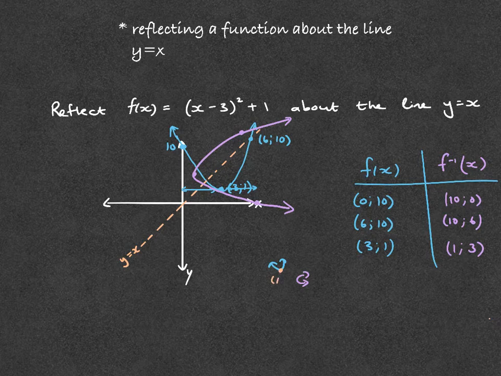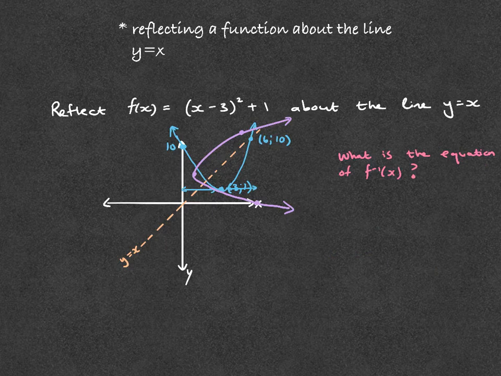So if the turning point was (p, q) of the new parabola, it will be (q, p). Hopefully that makes sense. All right, and if I look at the equation of the inverse function, what would that be? Okay, so let's start with the old equation. f(x) is equal to (x − 3) all squared plus 1.